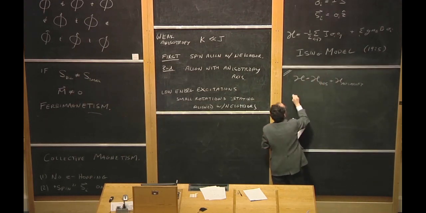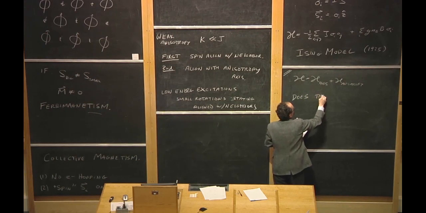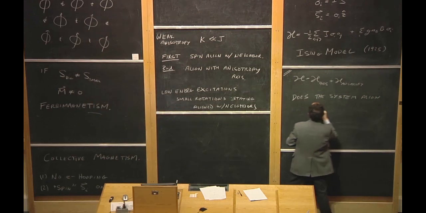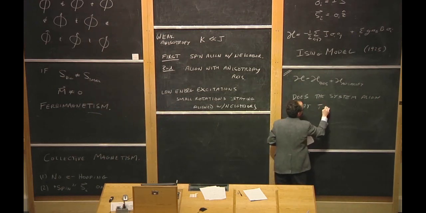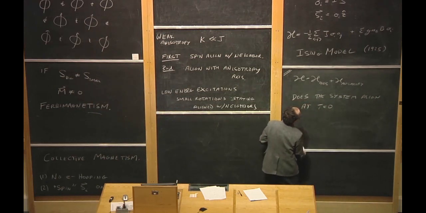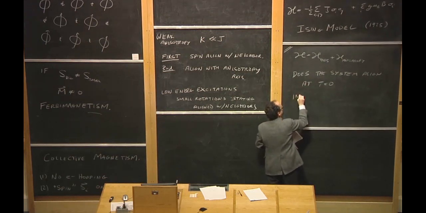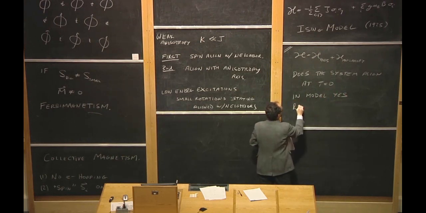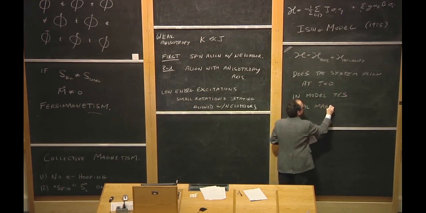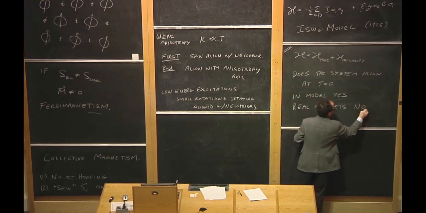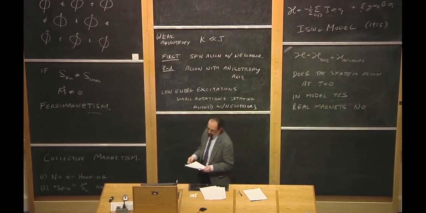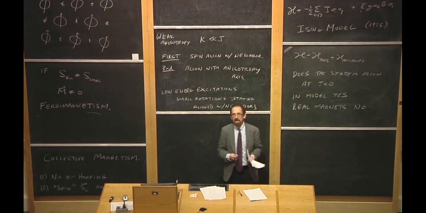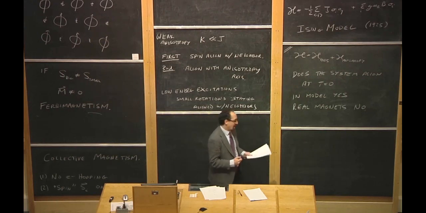Does the whole system align at T equals 0? In the model, the answer is yes. But in real magnets, no. In real magnets, not all the spins in the system actually align with each other. To understand why, we have to realize that we left something important out of our Hamiltonian.